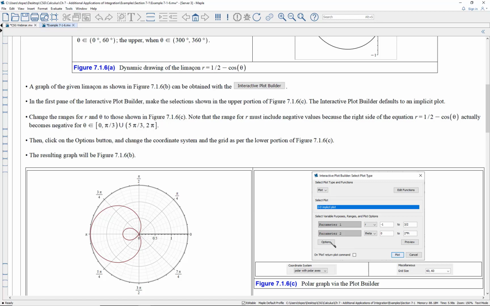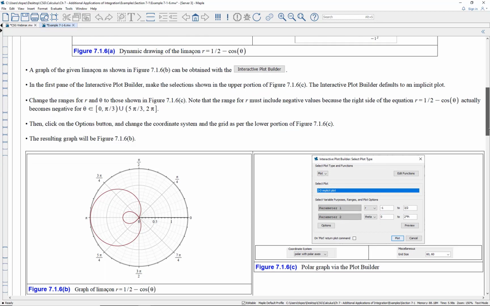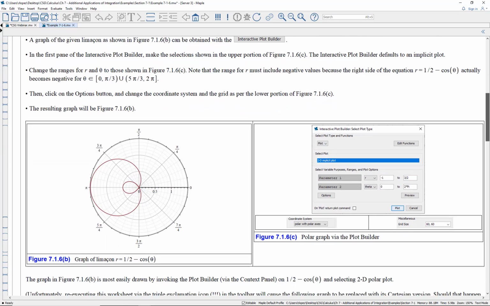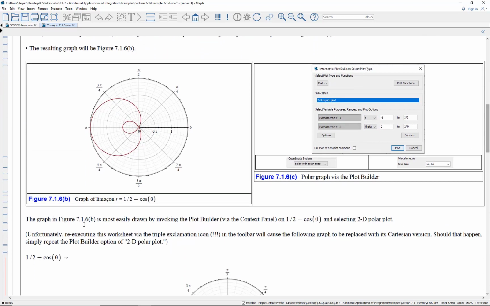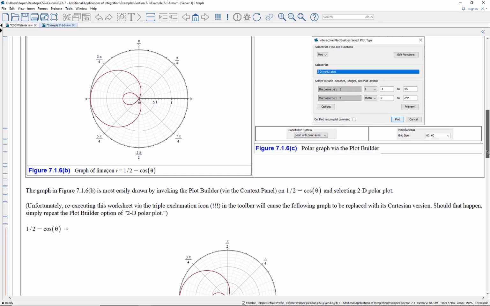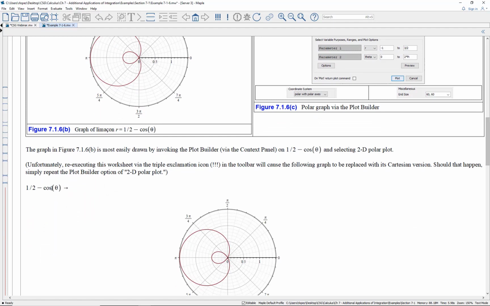dialog, which you get when you click options, there's a spot where you pick polar with polar axes. So this is interpreted polar, and this is what we mean by polar axes. And I've just defined a grid size to make it look good. Now, if you would simply write the right-hand side, the 1/2 minus cos theta, okay, invoke the plot builder interactively.